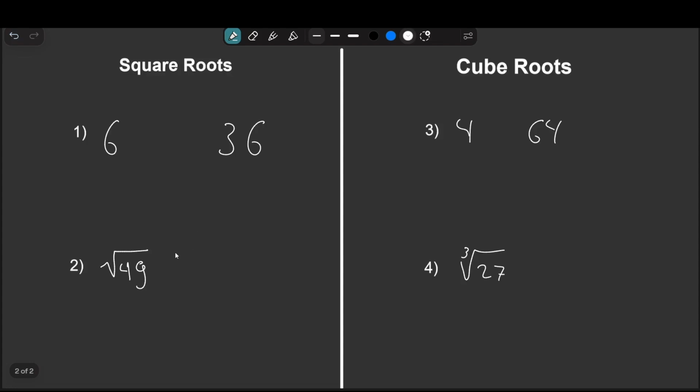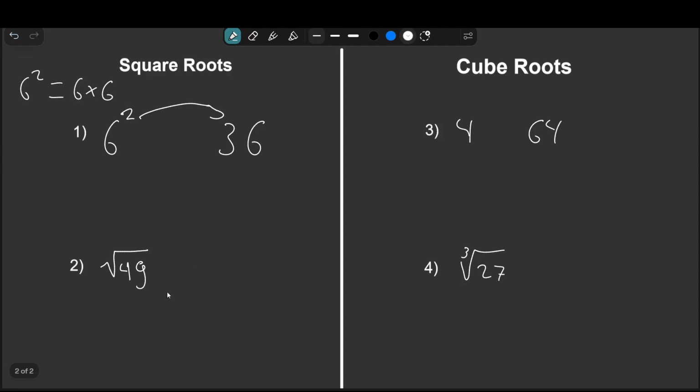Now, in order to understand square root, we are going to start by looking at squaring a number. For example, let's do 6 squared. Now, 6 squared will equal 36. Remember, squaring a number means to multiply it by itself. So, 6 squared equals 6 times 6.